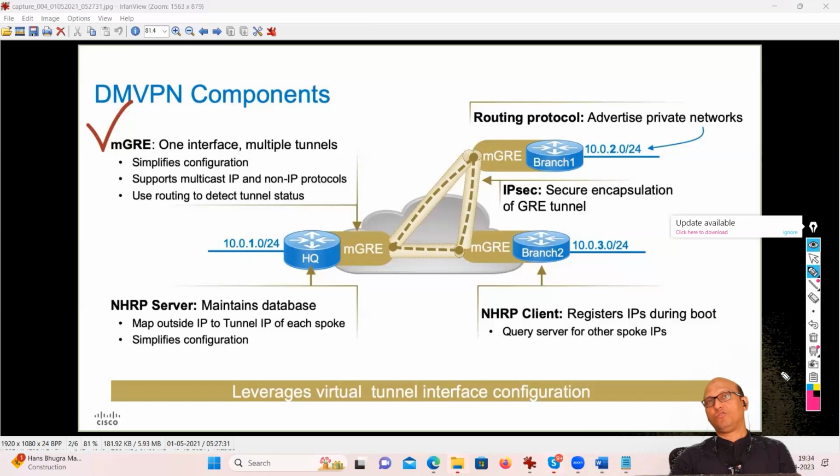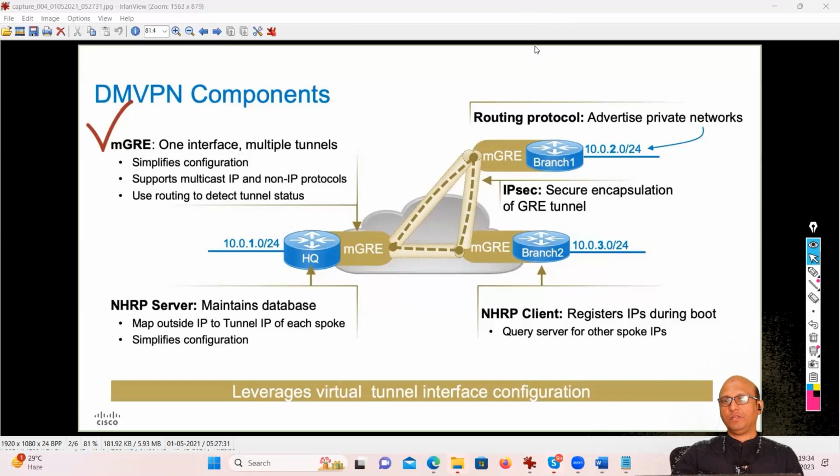So it is getting resolved by DMVPN. Clear? So we'll be doing the next part of DMVPN in the next session. Today I'm ending this. We'll be doing part 2 of DMVPN, and then we'll be doing practical also.